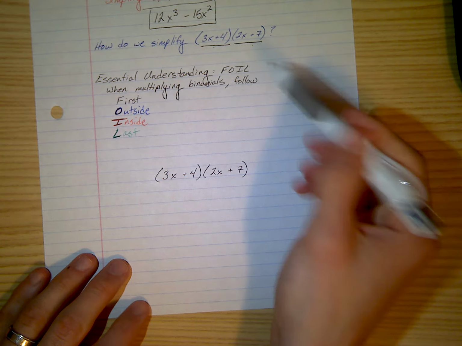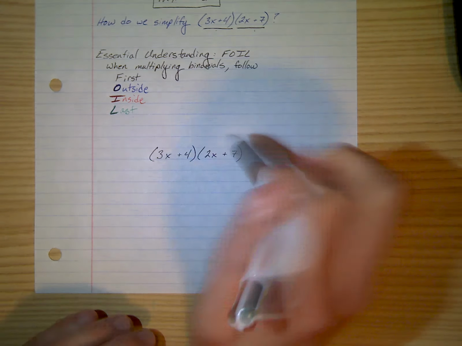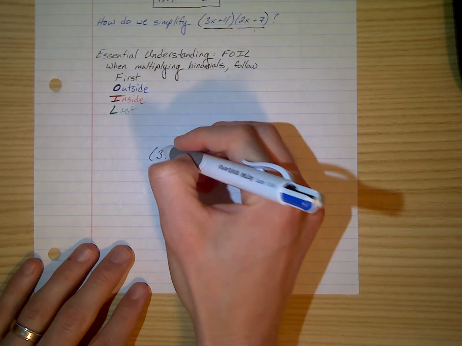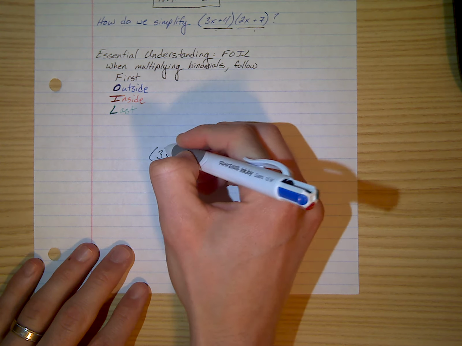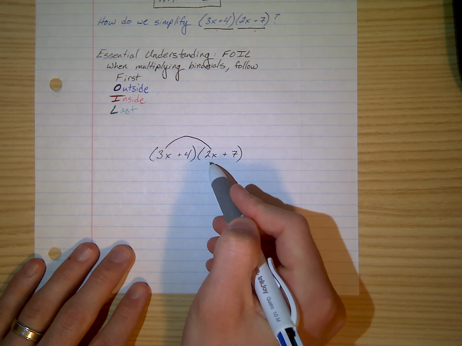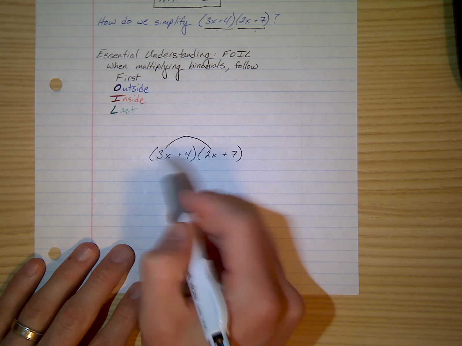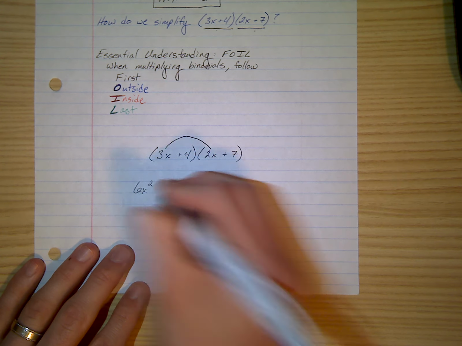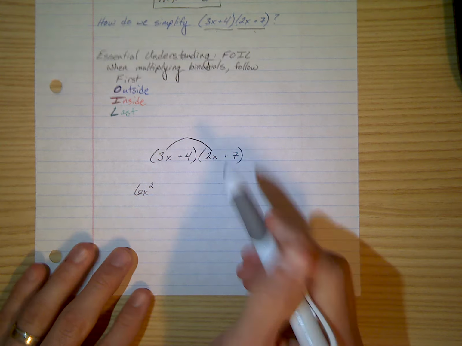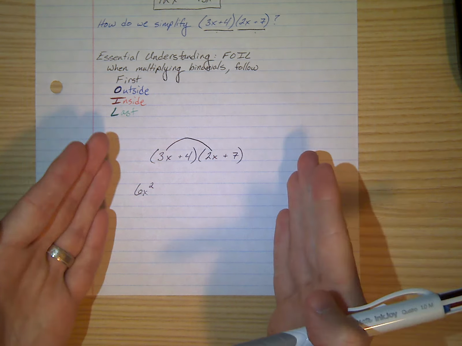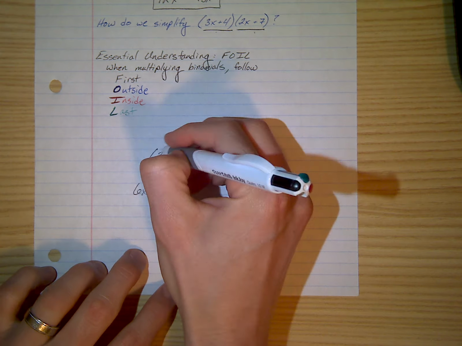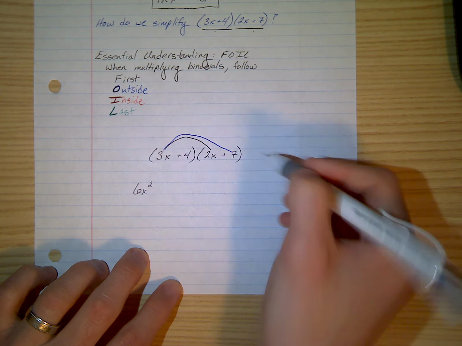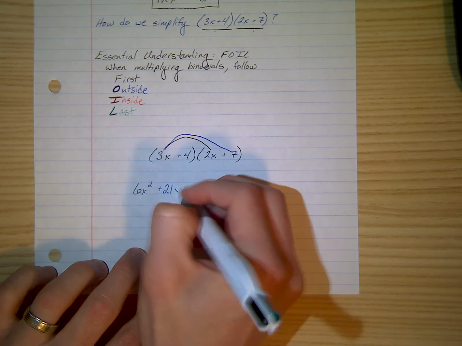So this example up here, let me show you what this means. When we are doing our first, you take your first term and you multiply it by your first term in the other binomial. So first times first, well, 3x times 2x is 6x squared. Then you take your outside. Look at the outside terms. So you have your 3x again times your 7. So 3x times 7 is 21x.